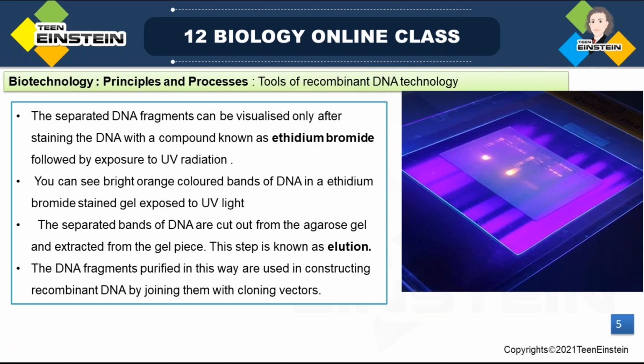So all these steps we need to follow to separate and make a recombinant DNA. And only after separating can we join it with the cloning vector. So this is how DNA fragments are separated. Clear?